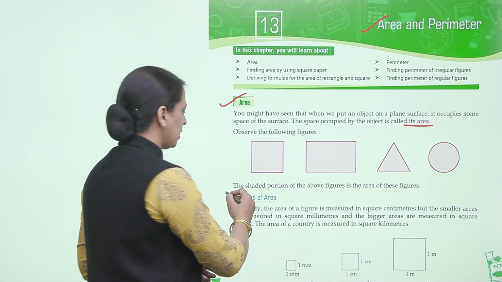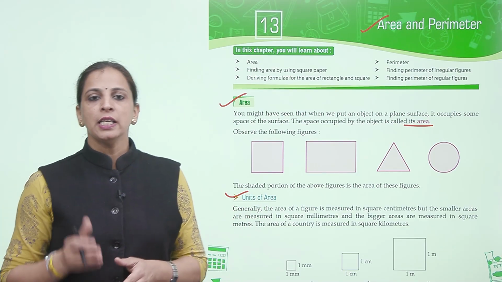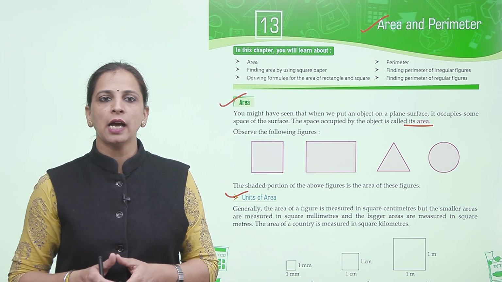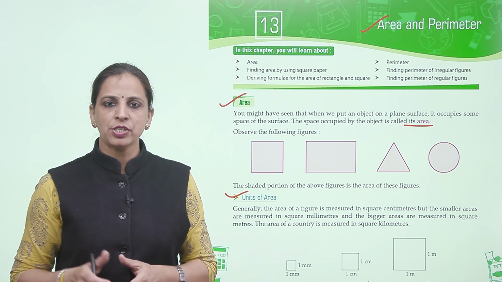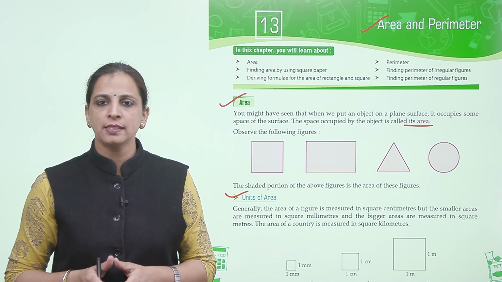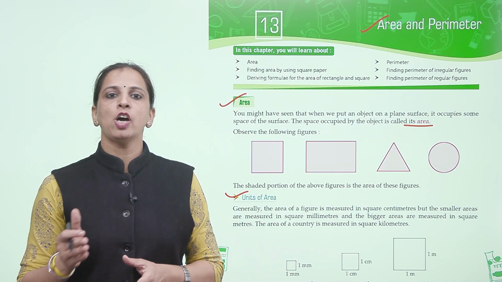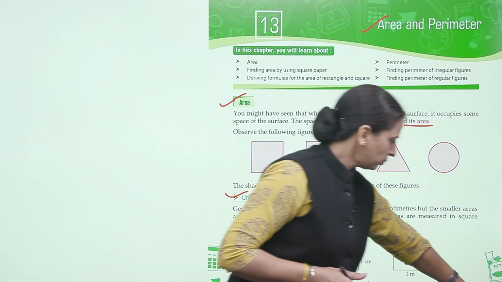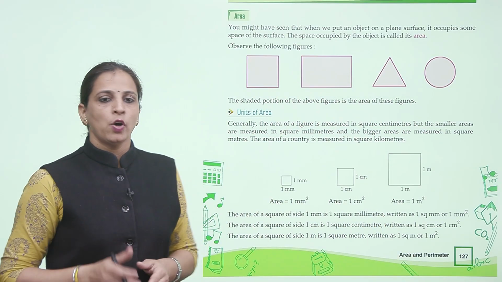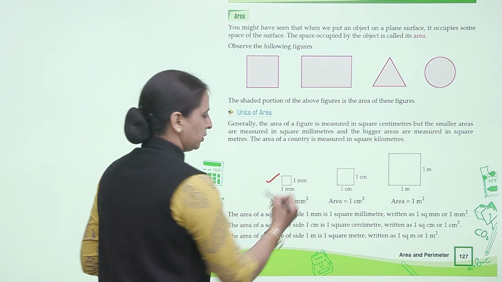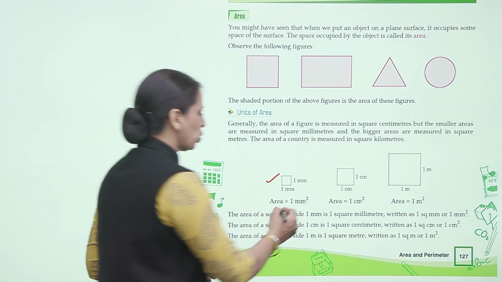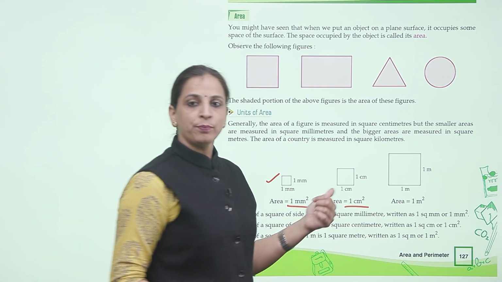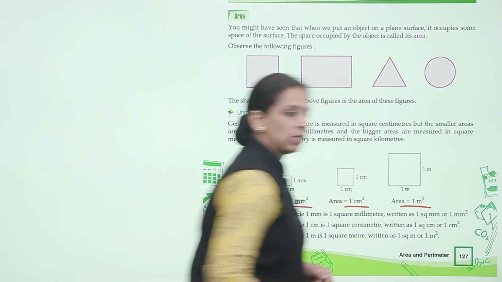Now, units of area. Generally, the area of a figure is measured in square centimeters, but the smaller areas are measured in square millimeters and the bigger areas are measured in square meter. The area of a country is measured in square kilometer. 1 mm. Side कितनी है 1 mm. Area is equals to 1 mm square. 1 centimeter area is 1 centimeter square. 1 meter area is 1 meter square.